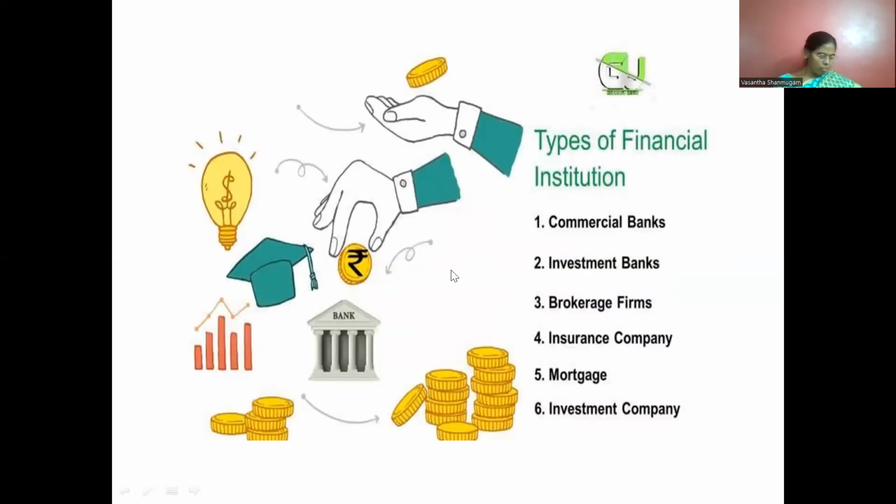So now we'll see the types of financial institutions. Here, the types of financial institutions are commercial banks, investment banks, brokerage firms, insurance companies, and mortgage institutions. Each serves different purposes, depending upon the nature of the transaction that happens. We already discussed commercial banks.